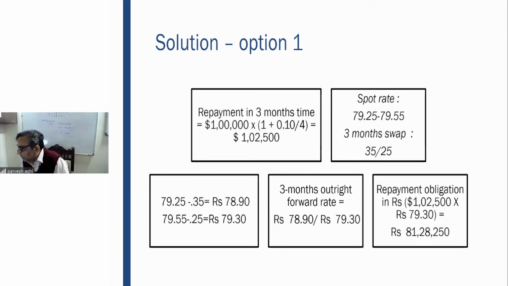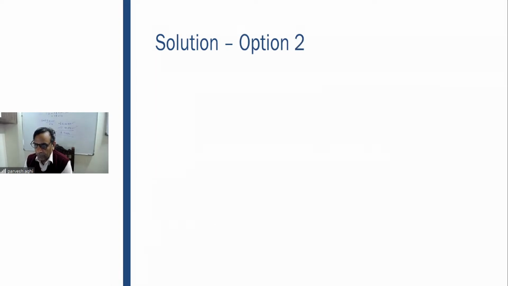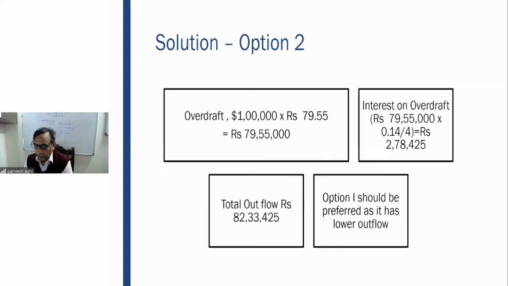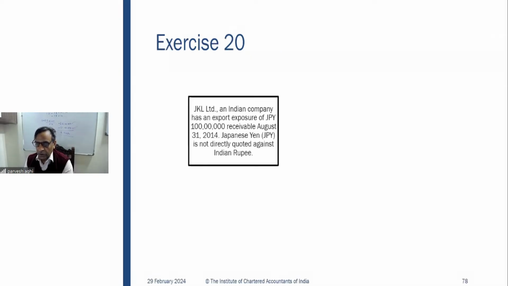In question number 7, this forward rate is going to depreciate compared to the spot, so it is better to cover. Okay, so here we are getting this. Fine. So option number 1, which is basically using an overdraft facility, would be better. Okay, so let's go on to 20.